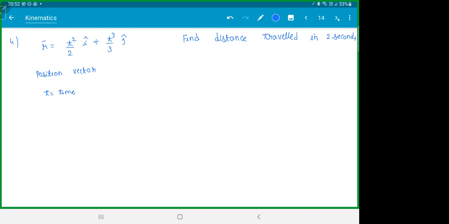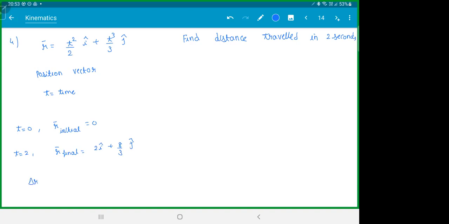Now see, what most people do is this. At t equal to 0, we get r bar is equal to 0 i cap, 0 j cap. And at t equal to 2 seconds, r final would be 2 i cap plus 8/3 j cap. This will be your r initial and r final.